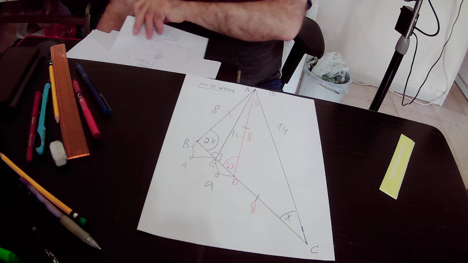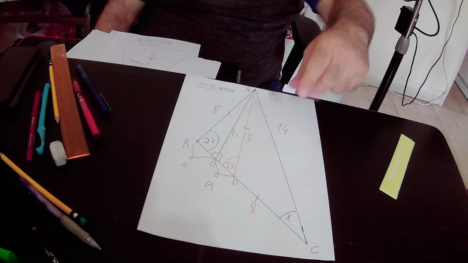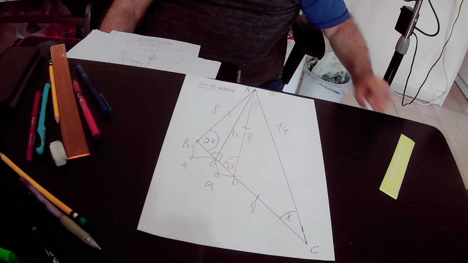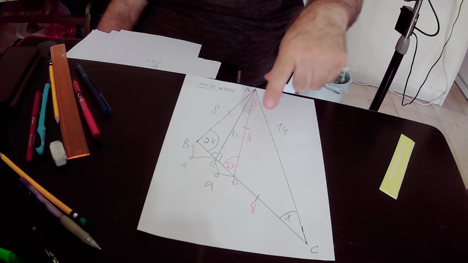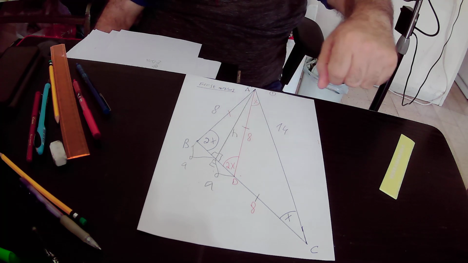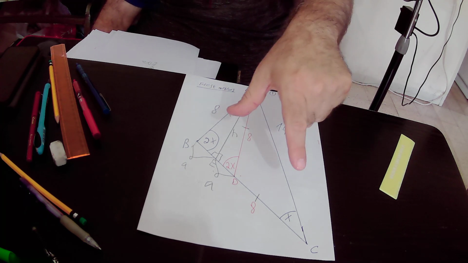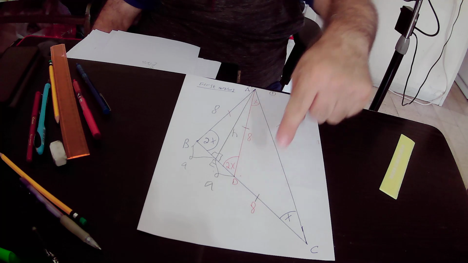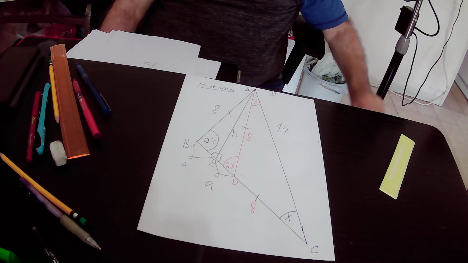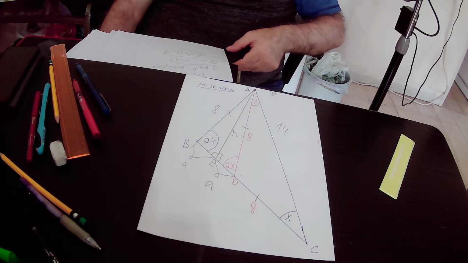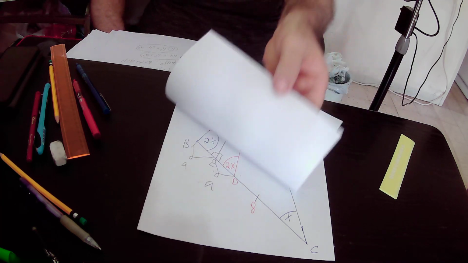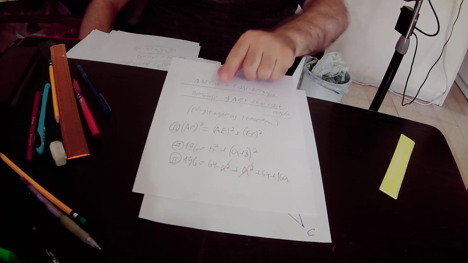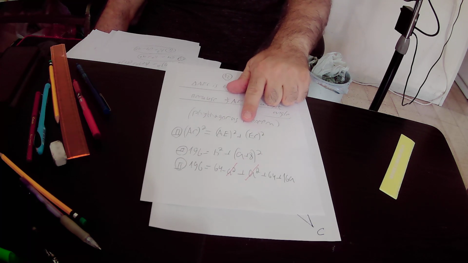Okay, so we know that AC equals 14 units, AE equals h, and EC equals a plus 8. So in total, in the right triangle AEC, AC square equals AE square plus EC square.